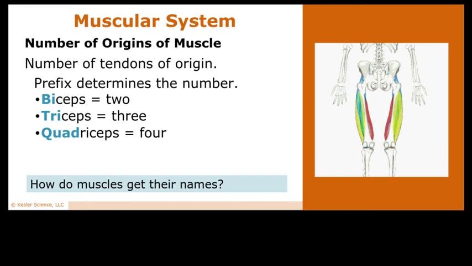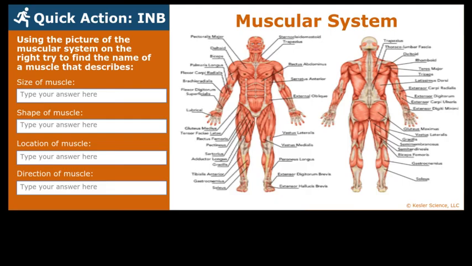So the number of origins of a muscle can also show up in the name. Some examples here are bi. Bi means two, so biceps have two attachment points. Triceps, tri means three, so it's got three attachment points. And quadriceps, four. It's got four tendons of origin, four connection points.